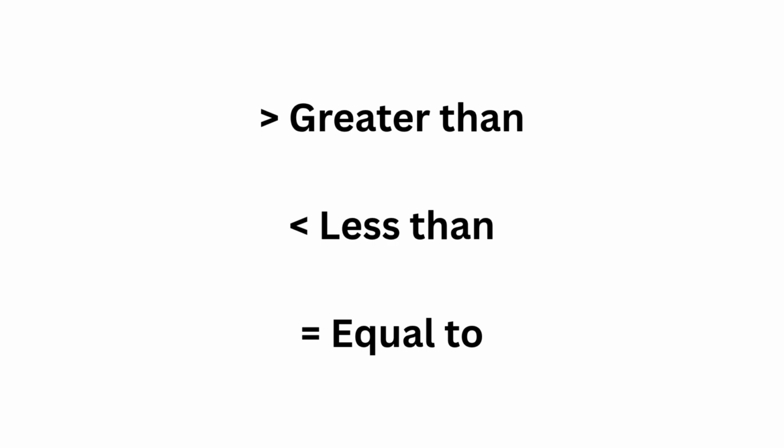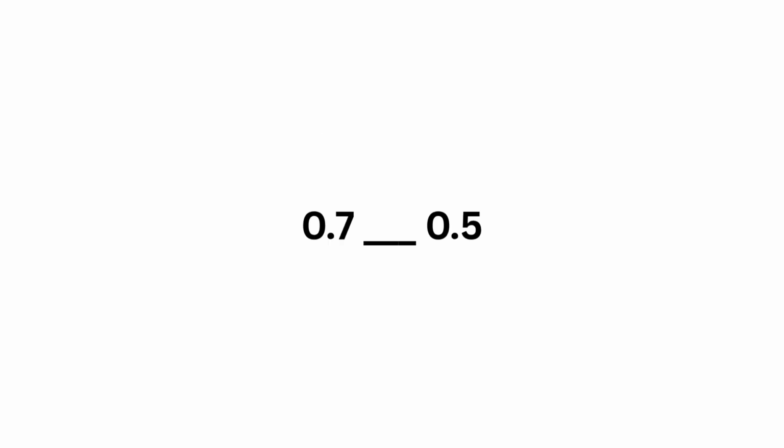Before we start comparing decimals, let's remember our three friends: greater than, less than, and equal to. The wide side of the greater than sign and the less than sign faces the bigger number. And the small point always points towards the smaller number, for both signs. The smaller part always points towards the smaller number and the wider side always faces the greater number. Always remember that.